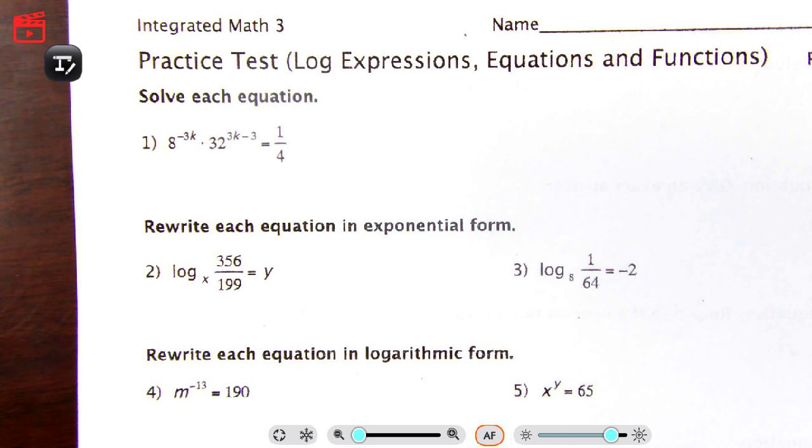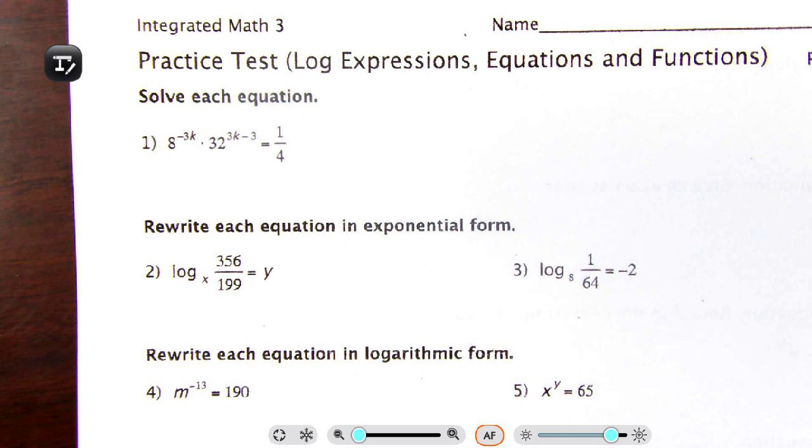This is going to be part one of your practice test. We are calling this Unit 6B. So in your book, it's still part of Unit 6, but this is including modules 15 and 16. So everything about logs, exponents, things like that.